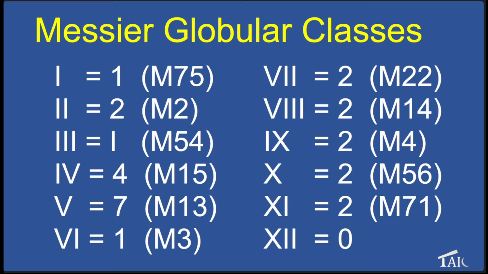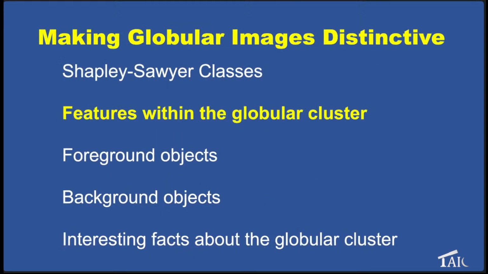Now, I'm not going to go through and show you all these classes one after the other because many of these globular clusters listed here as archetypes I'm going to show as examples of other things, so it would get quite repetitive. But from now on, when I show a globular star cluster, beneath its name, I'll have the Shapley-Sawyer class so that you can see what that is. So let's move on to features within the globular star cluster.